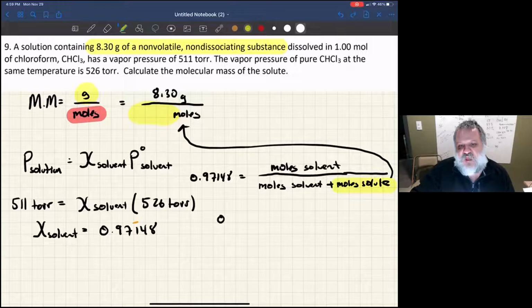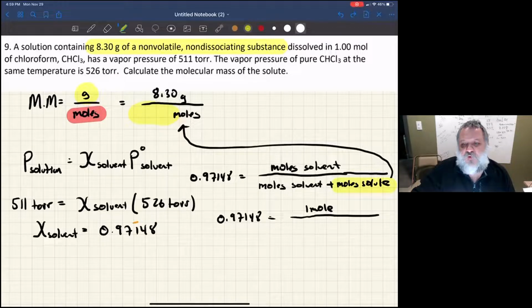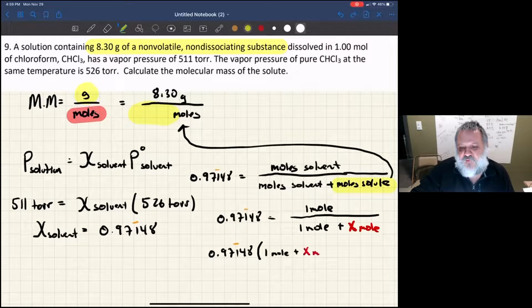So the rest is just algebra. 0.97148, put that together in the ratio. It's conveniently given me 1 mole. I'm going to go ahead and drop the 0.00 for ease, but it does have 3 sig figs. And so I'm going to take 1 mole, and then here's the x moles that I'm solving for. So let's go ahead and work on it algebraically. I'm going to multiply both sides by the denominator, and then I'm going to run the 0.97148 through the parentheses.